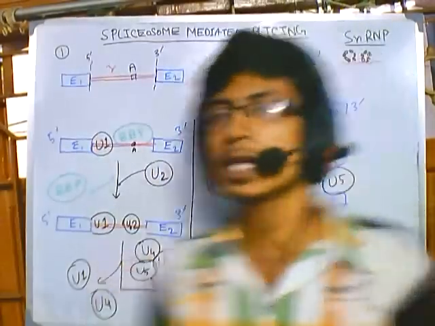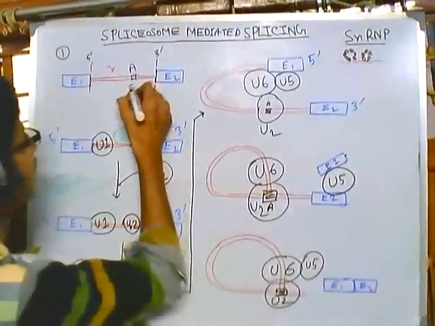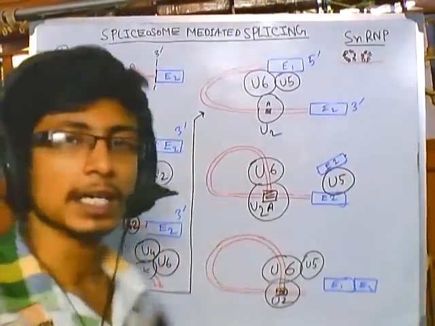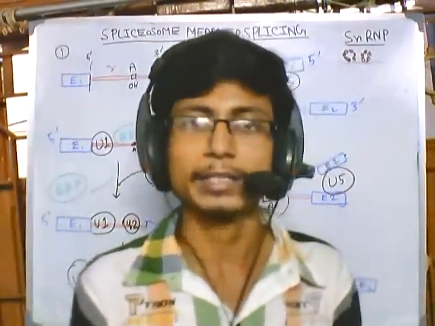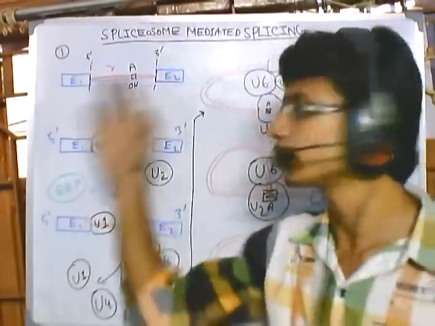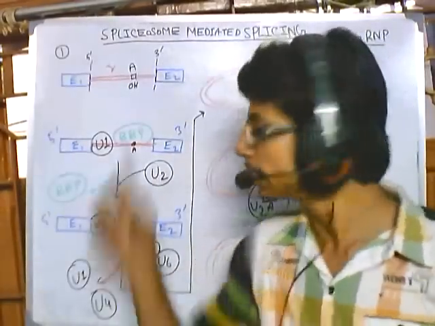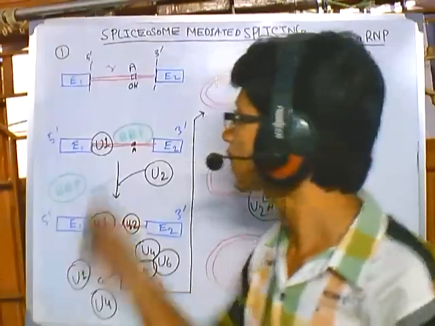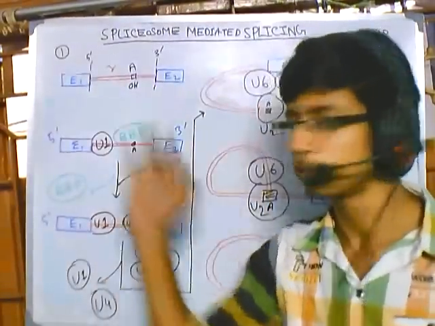So let me draw it. The hydroxyl of the adenine, again here also, can initiate this nucleophilic attack, and it will help to produce a lariat structure, right? Now again, in this case, we are going to see the lariat structure. So this is the basic design of the pre-mRNA.